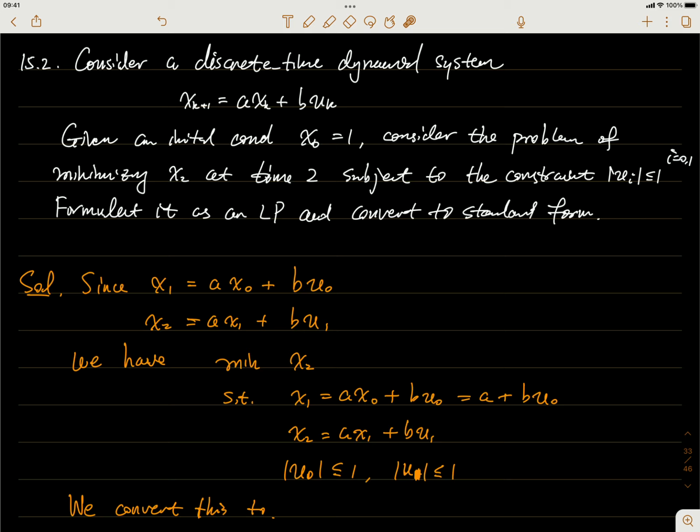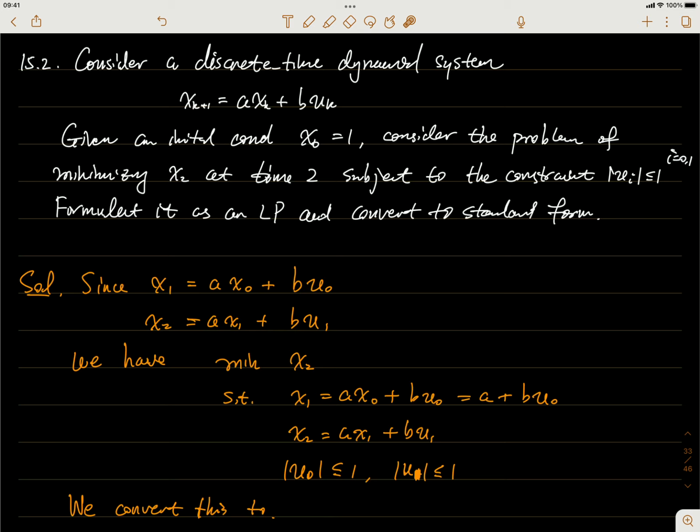Problem 15.2. Now consider a discrete time dynamical system, which is usually written this way. Here x_k is called the state variable, and u_k is called the control variable. Suppose you're controlling something, and the new state of the thing you're controlling, which we call x_{k+1}, depends on the previous state and whatever control you input.